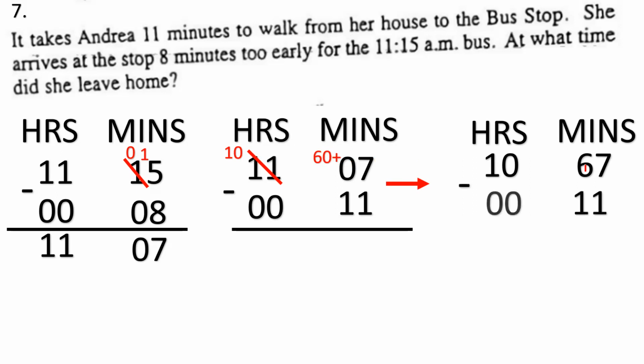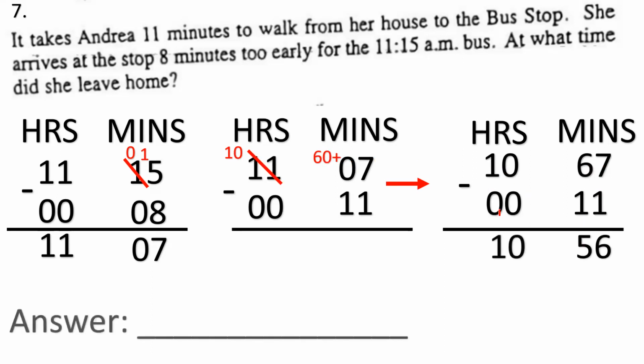And then we do some subtraction. We have 67 minus 11. Well, 7 minus 1, that's 6. And 6 minus 1 is 5. And then 10 minus 0 is just 10. And so the time that she left home would be 10:56, which makes sense because if she left home at 10:56, then it takes her 11 minutes to get to the bus stop. That means that she would arrive at the bus stop at 11:07, which means that she would arrive exactly 8 minutes too early for the 11:15 bus.